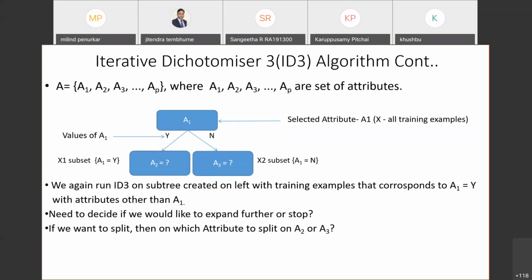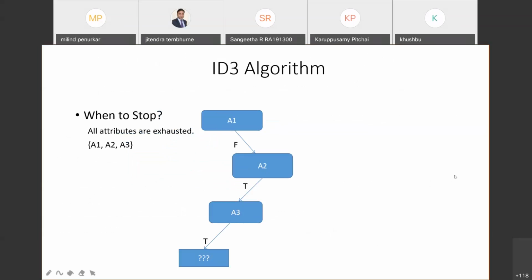Of course you can stop when you have all the positive examples or all the negative examples, so one of them should be true. And if you want to split, then on which attribute to split. So again we will have the same question. So when to stop? When all attributes are exhausted. Let's say I have a training instance with this many attributes, and all these attributes get exhausted: A1, A2, A3 were the only attributes, with A1 equal to false, A2 equal to true, A3 equal to 3, and so on. Then we do not have any attributes to go ahead. So we say this is with XYZ percentage that we could classify the target attribute.